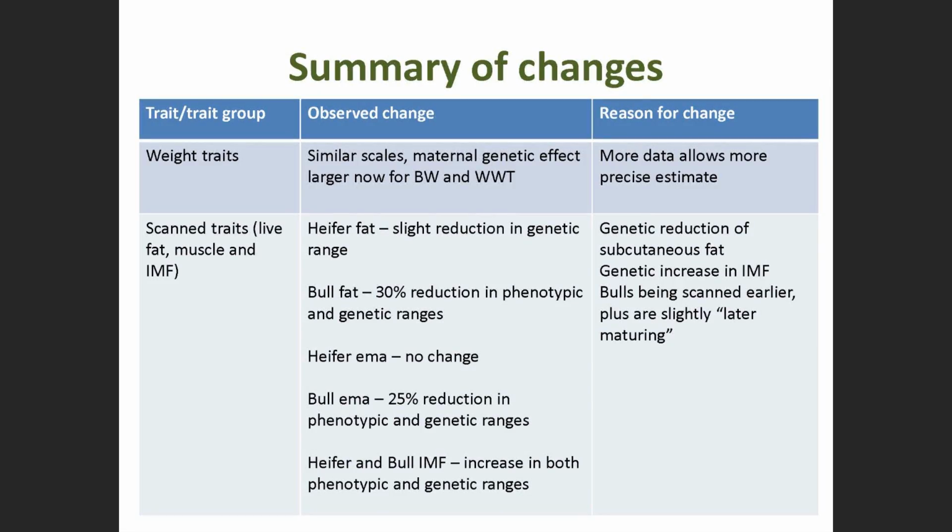Now, the last point in this is heifer and bull IMF. So again, Bob, this is IMF based from the scan, and interestingly, we've seen an increase for both heifers and bulls in both the observed range and the genetic range for that, and that can only be because people have been selecting cattle to have more marbling, and it's starting to be expressed at whatever age people are scanning their cattle, and so that there is simply a result of selection to increase the marbling in Angus cattle. So that's the weight and the scan traits.